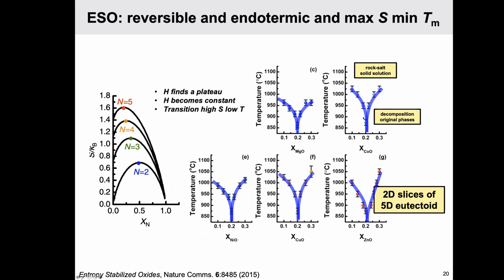Below the V's, I have a decomposition into the original phases, and above the V's, I have rock salt solid solutions. Okay, that's perfect. So pretty much what we have in a five-dimensional eutectoid is that below it we have the composition in the various binary oxides, above which we have the five-dimensional solid solutions.